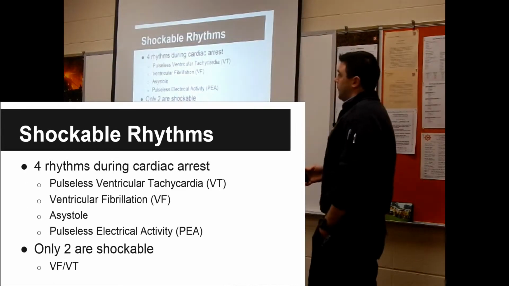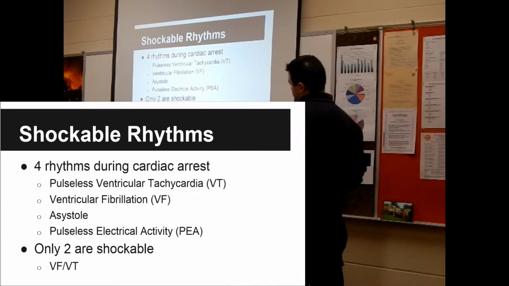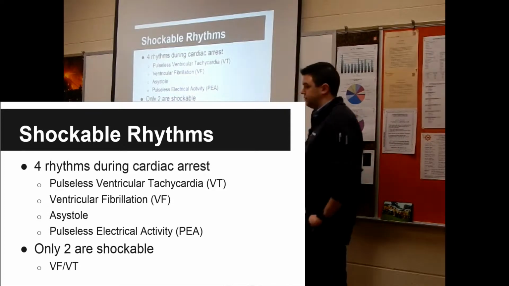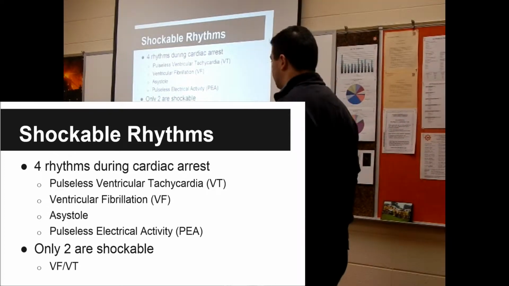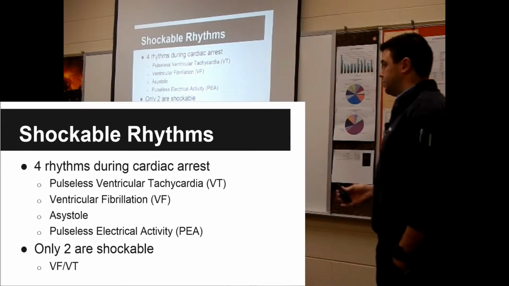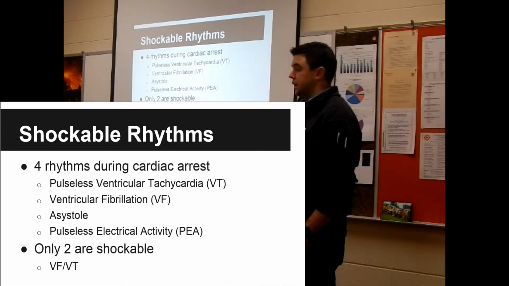Jesslin. So shockable rhythms, there should be about 4 rhythms present during cardiac arrest. You're going to have pulseless VTAC, Vfib, asystole, and PEA. There's different versions of PEA, but just PEA in general. Only 2 of these are shockable, and that's going to be your Vfib and VTAC.